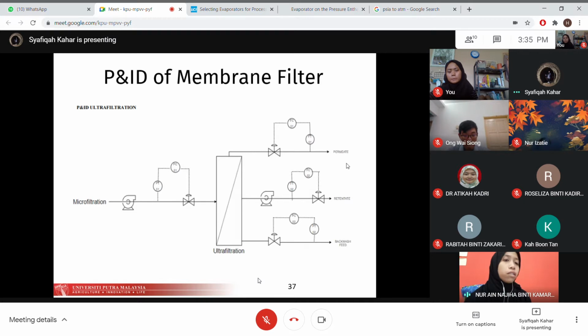After the ultrafiltration process, there is a control valve to control the flow of permeate stream and retentate stream. Flow controller and flow transmitter are installed to ensure that the liquid level does not exceed the maximum level during the process and discharge of the filtrated syrup after the process. Okay, next.